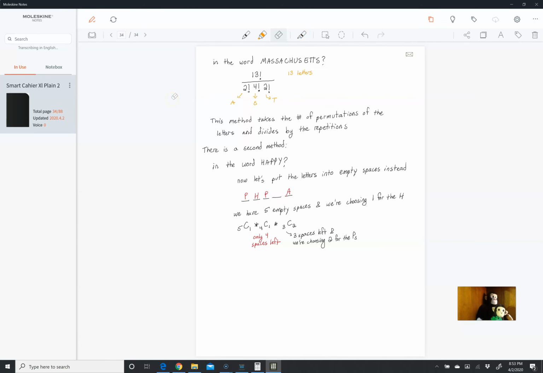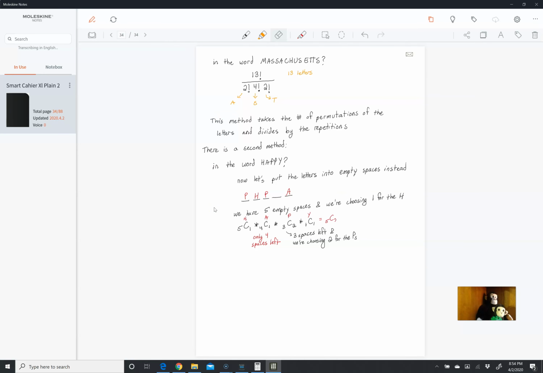So notice when we get this number here, this is the previous minus the number that we chose, right? So this number is 3 minus 2. This number is 4 minus 1. This number is 5 minus 1. So this is for the H, and the order in which we do this doesn't matter. So in other words, if we decided to put in the A before the H, it doesn't matter. This is for the H, this is for the A, this is for the P, and this is for the Y.